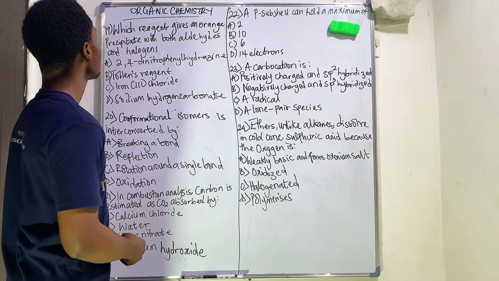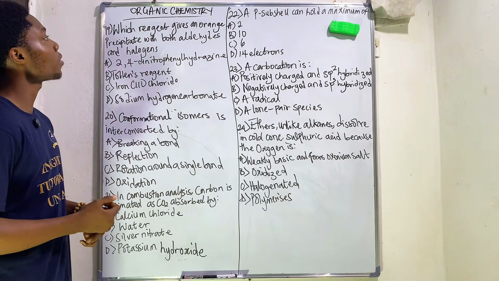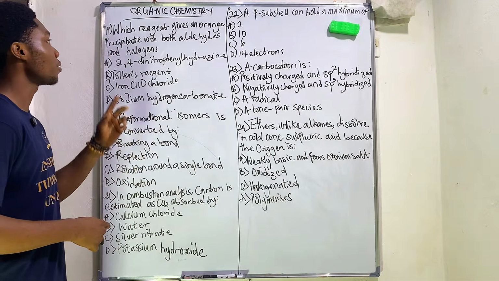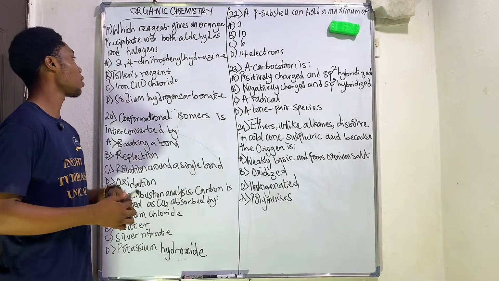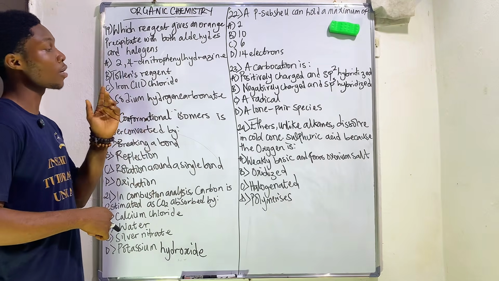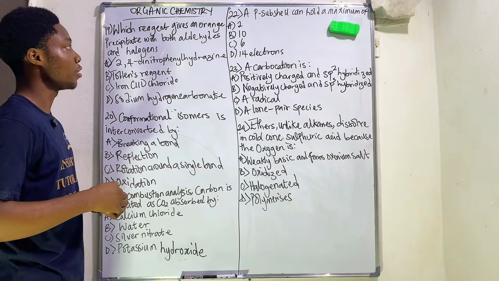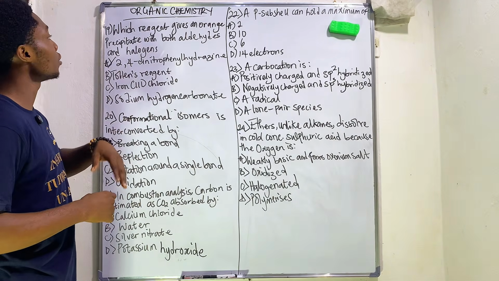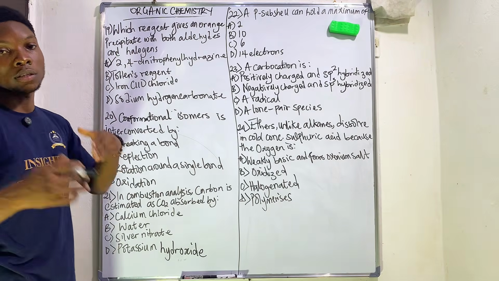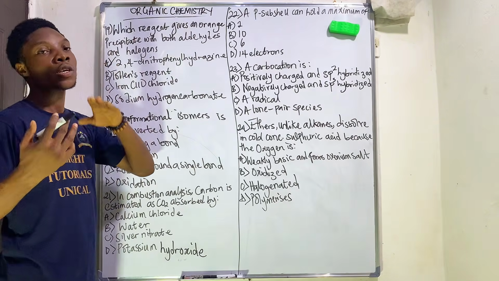Okay. So to the next question, which reagent gives an orange precipitate with both aldehyde and halogen? A, 2,4-dinitrophenylhydrazine, B, Tollens reagent, C, iron 3 chloride, D, sodium hydrogen carbonate. Now, the correct answer is 2,4-dinitrophenylhydrazine. This is basically used to test for aldehyde, right? It reacts with the carbonyl group in aldehydes and ketones, and it will give an orange precipitate.